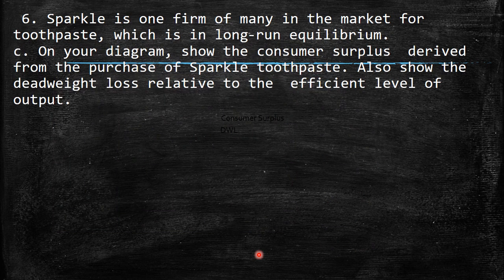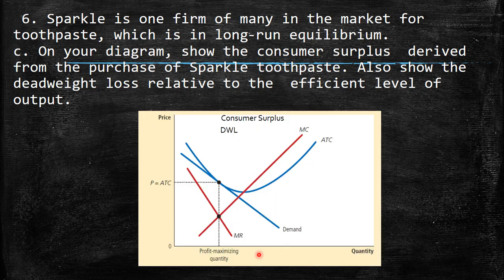Then part C. On your diagram, show the consumer surplus derived from the purchase of Sparkle toothpaste. Also show the deadweight loss relative to the efficient level of output. So here again we have our usual diagram. So here should be the consumer surplus. So what is the definition of consumer surplus?